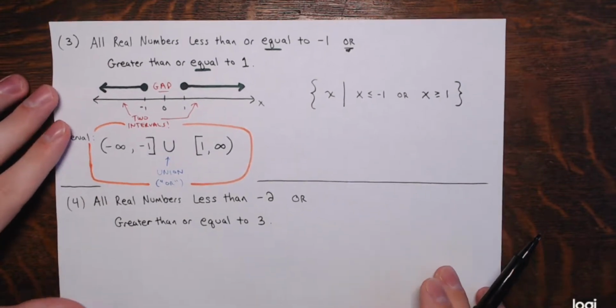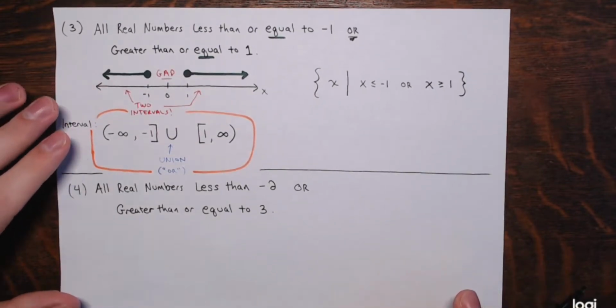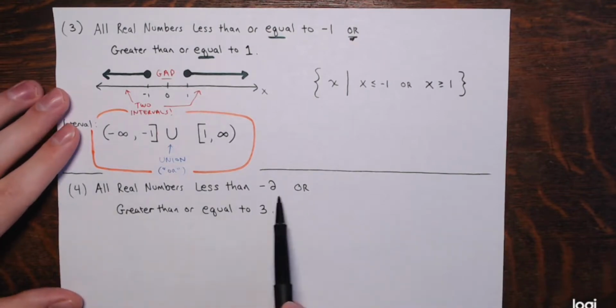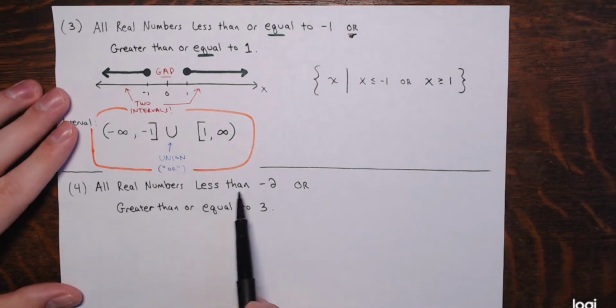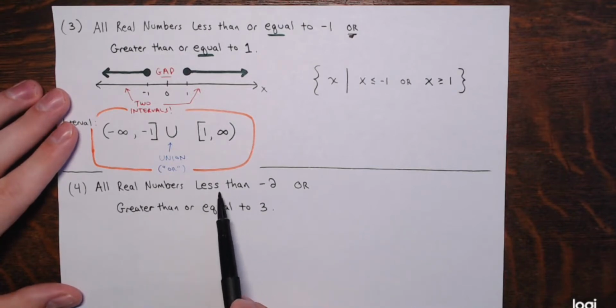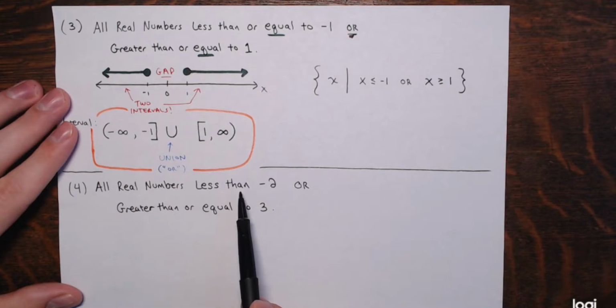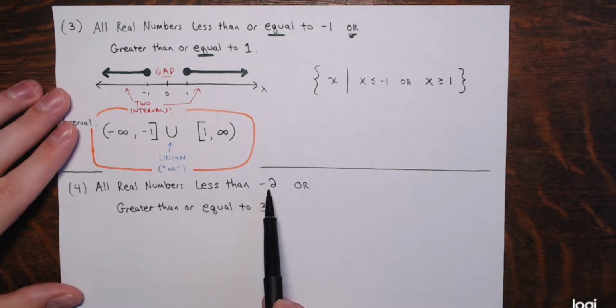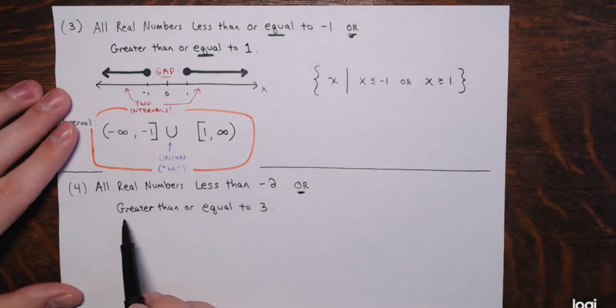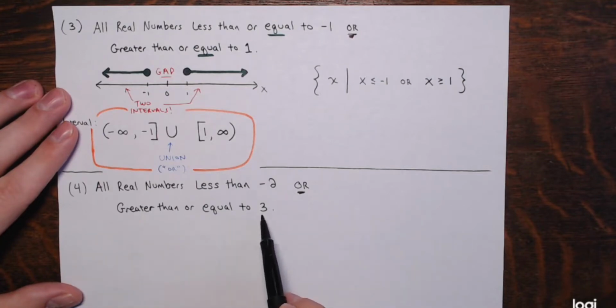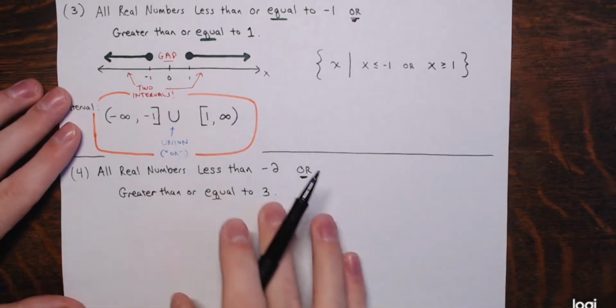So something similar here for example 4. Here again in words, we have all real numbers less than -2. Notice it's just less than, not less than or equal to. So -2 is not going to be included here. Or greater than or equal to 3. So 3 will be included, because you've got the or equal to 3. All right, so there's a description in words.